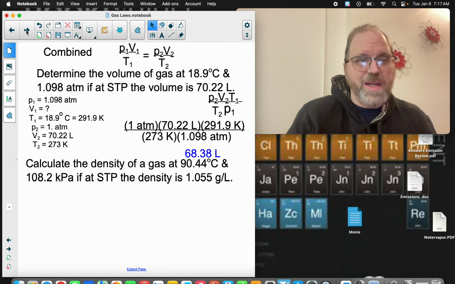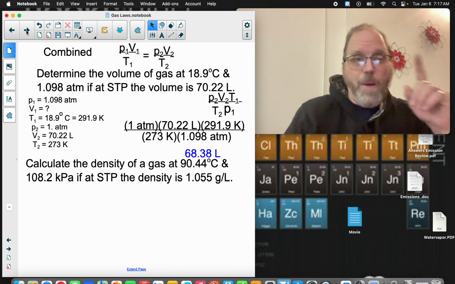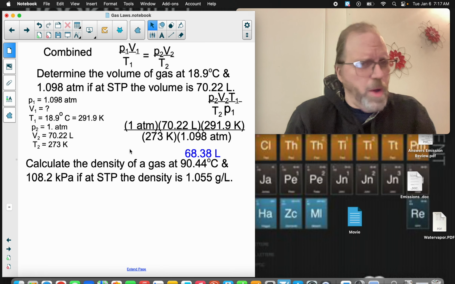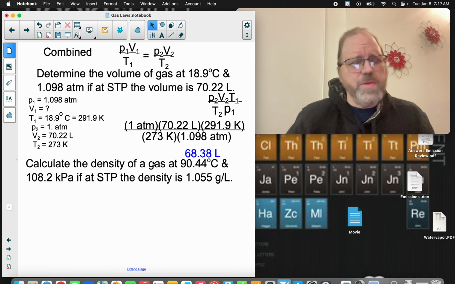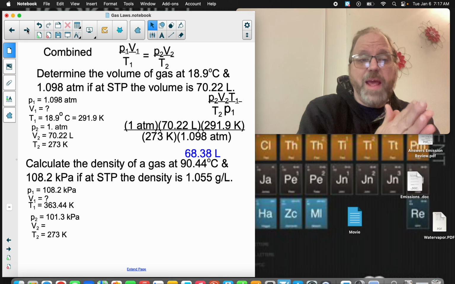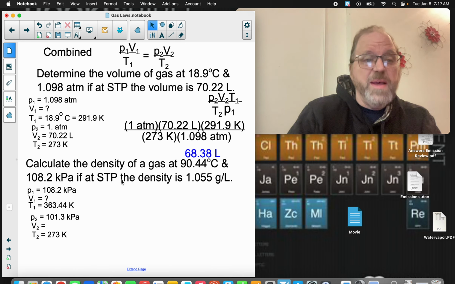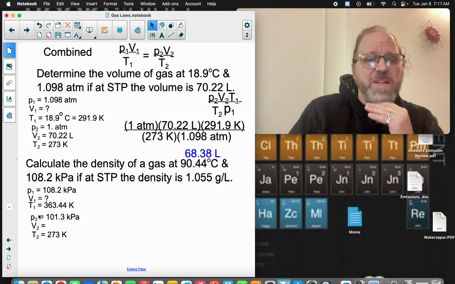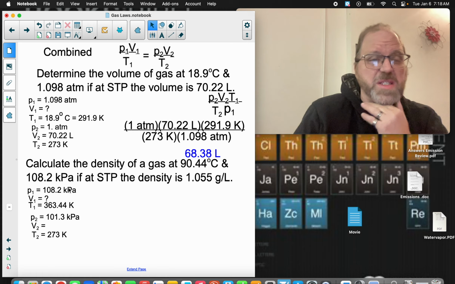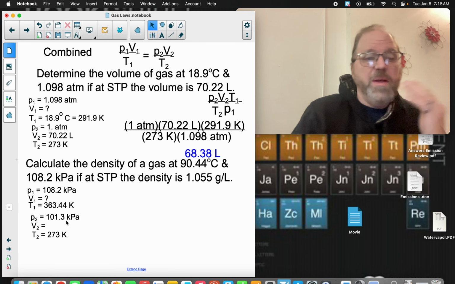All right, let's look at another one. This is the one I wanted to show you. This is a little bit different. Determine the density. Now, there's no density in there, so how do we do that? Well, let's start with the given information we have. We have 108.2, because it's before the if. We don't know the volume because it's the density we don't know. Temperature, I converted 90.44 into Kelvin already, so we get 363.44 Kelvin.